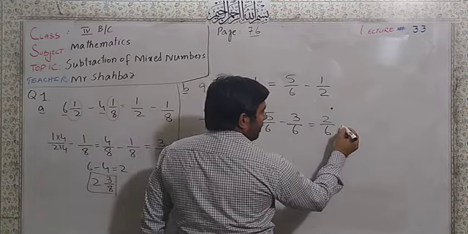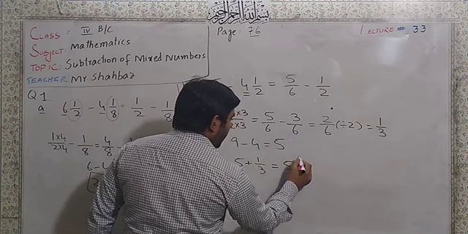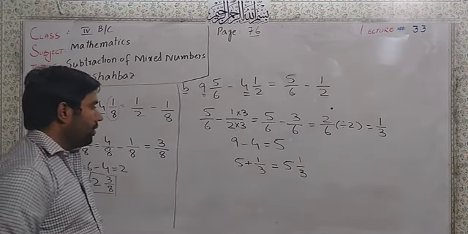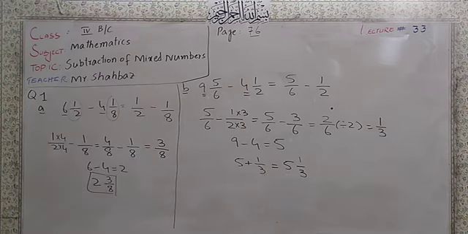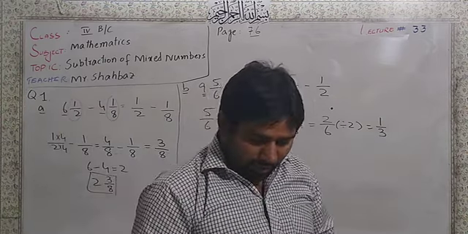This is the fraction, and the whole numbers are 9 and 4. 9 minus 4 will be 5. This is the whole number and this is the fraction. We can write it like this: 5 plus 1 over 3. This is the same as 5 whole 1 over 3. I did 2 parts, A and B. The other 4 parts are your homework.